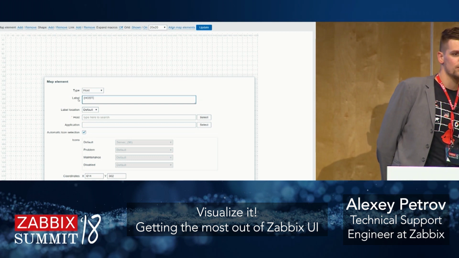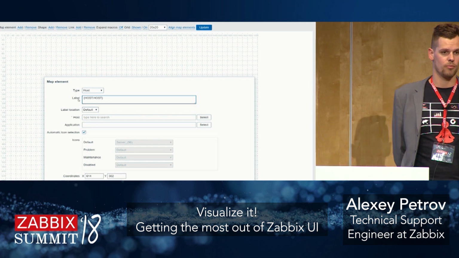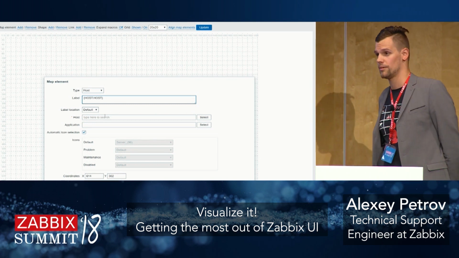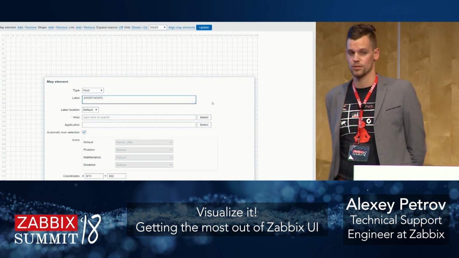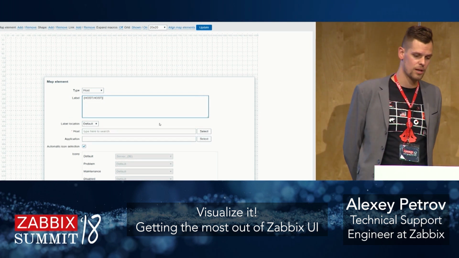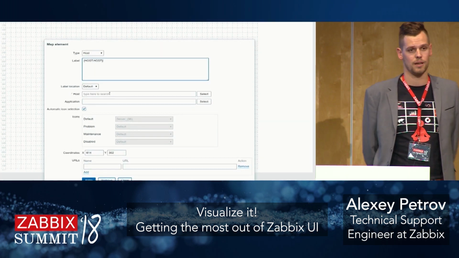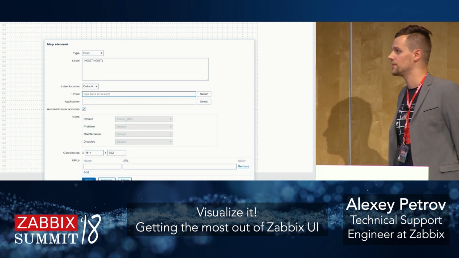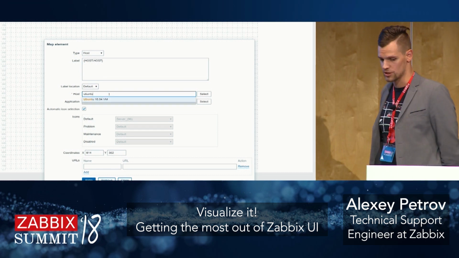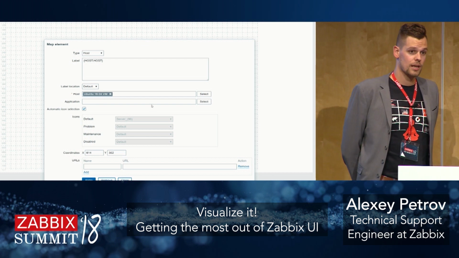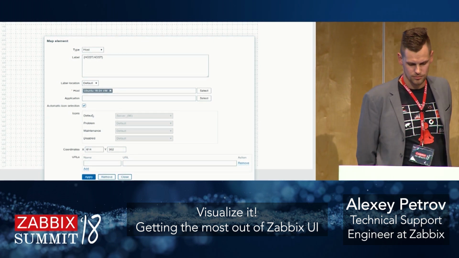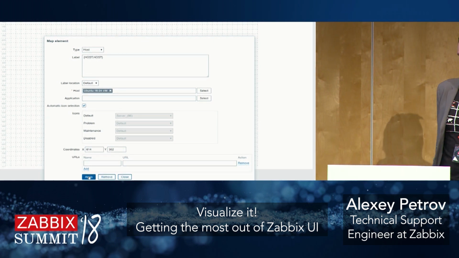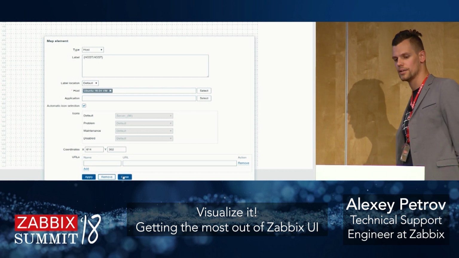As a label, I will use the macros, and my colleague Kasper already told about how cool it is to use the macro. So I will use a macro, and yes, you can extend this window and type in some more valuable information. Then I will select my host. I don't need to select any icon. This will be automatically applied.